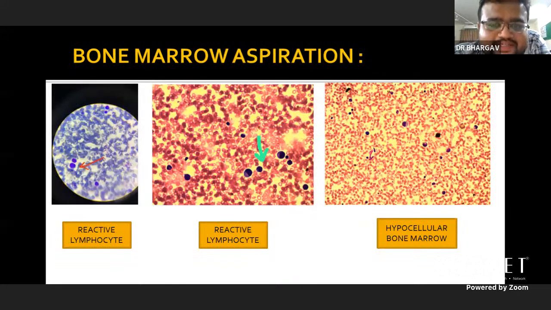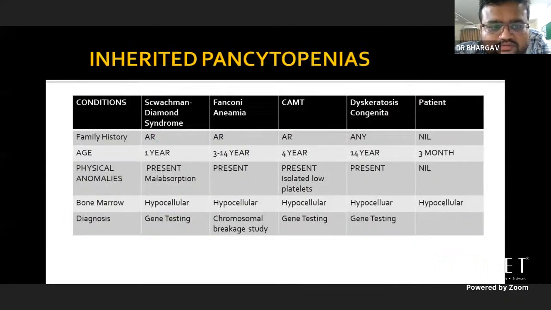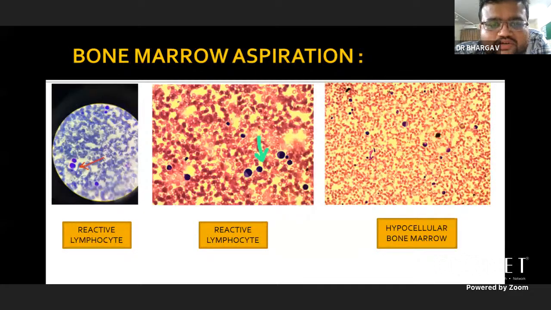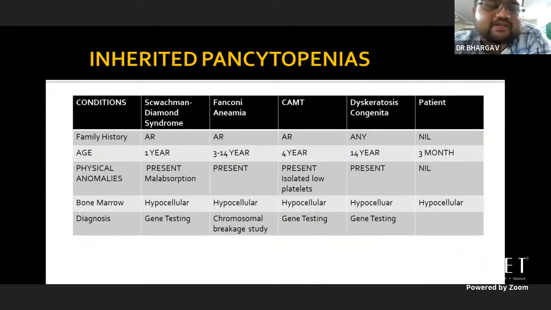These are the bone marrow aspiration slides. The first slide on the left side shows the reactive lymphocytes, and the other two slides also show reactive lymphocytes, and the third slide also shows the hypocellular bone marrow, which is present in our patient. So based on our bone marrow aspiration findings, the marrow was hypocellular.